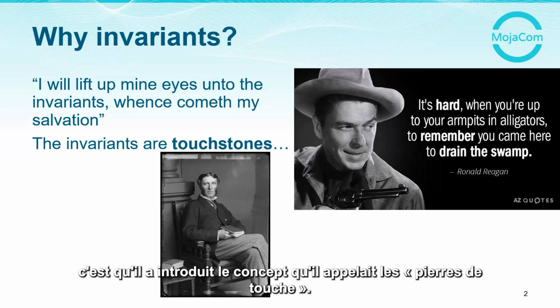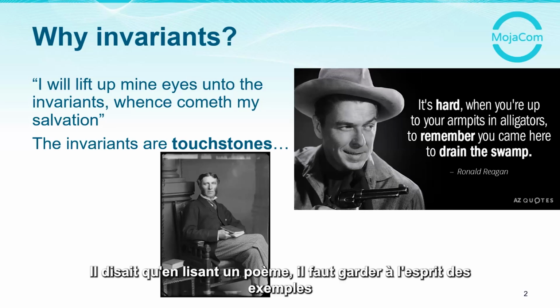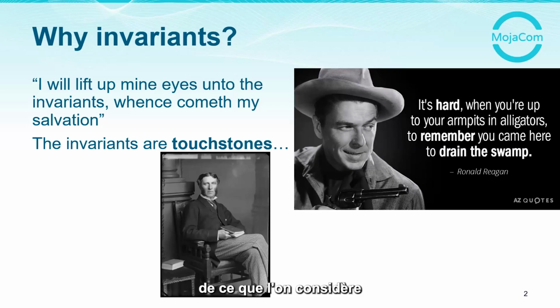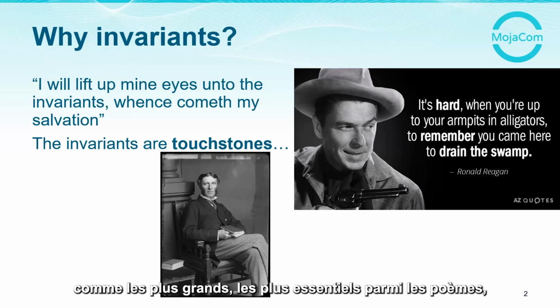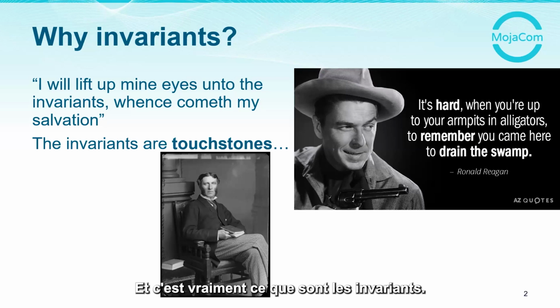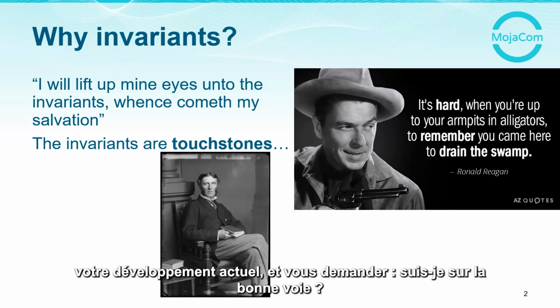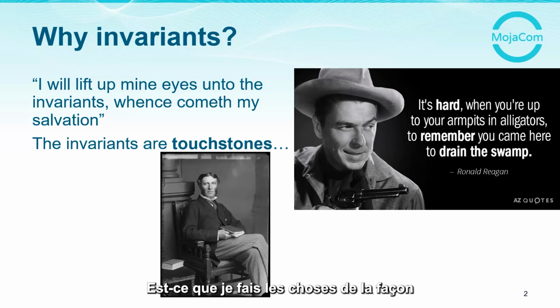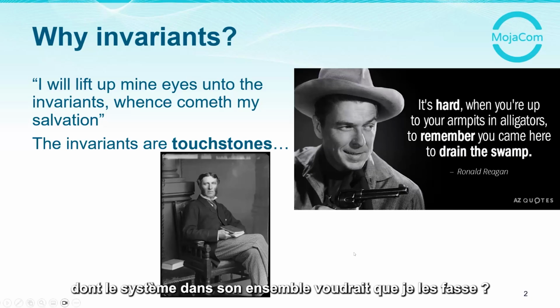He pioneered the concept of what he called touchstones. And he said, when you're reading a poem, you should have in mind examples of what you think the greatest, the most key, the most central poems and parts of poems are. And you should be comparing what you're reading with those things when you come to form your opinions. And that's really what the invariants are. They are touchstones that you can match your current development against and say, am I on the right track? Am I doing things in the way that the MojaLoop system overall would like me to do them?